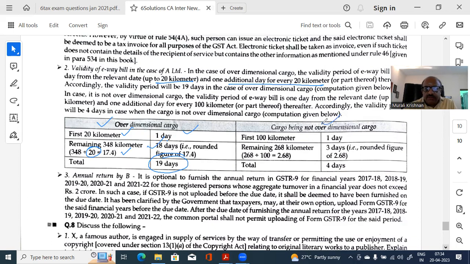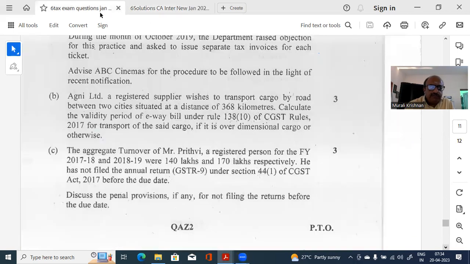But if it is not over dimensional, then what happens? Then it is 1 day for the first 100 kilometers, not 20. For the balance, how much? 268 divided by 100, only 3 days is there. They are rounding off to that. Only it's valid for 4 days. So there is a big difference between the two. I don't know what is that over dimensional, I have to see that. But if it is over dimensional cargo, then the e-way bill is valid for 19 days, otherwise it's only for 4 days. But be clear about this provision, you should be able to then write it. Let us look at the next part of it.